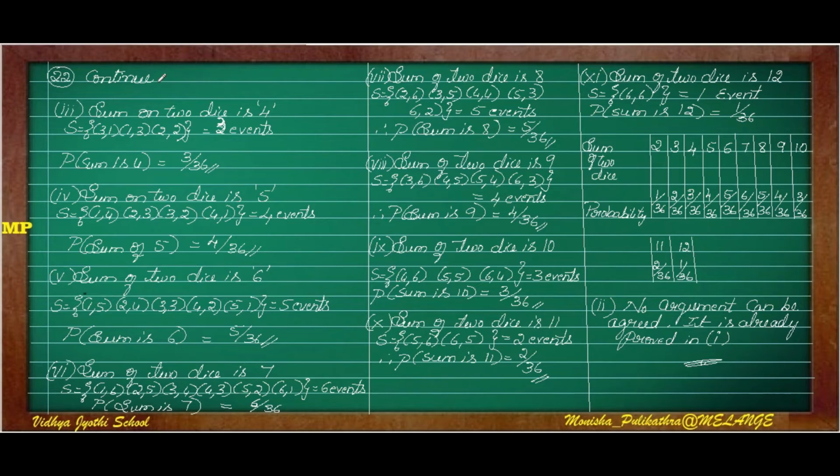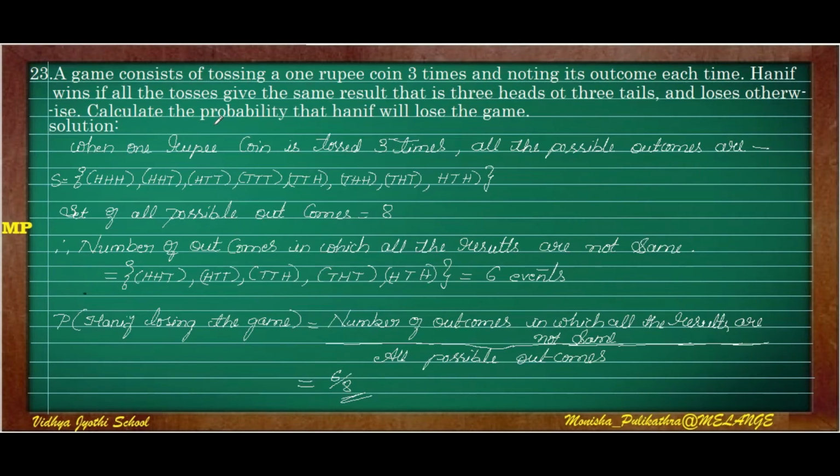In the exam, they won't give you the entire 12 sums. They may give the sum of 5, the sum of 7 or like that. They may give 2 or 3. I hope you understood. Moving to the next sum, that is the 23rd sum.